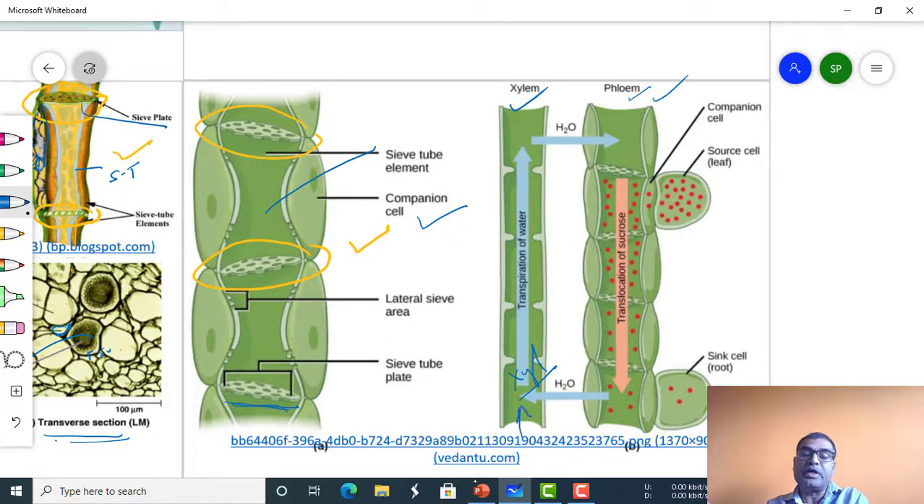The main function of the xylem is transport of water and minerals from root to other parts of the plant. Actually, the water which is absorbed by the xylem is sent to the phloem.